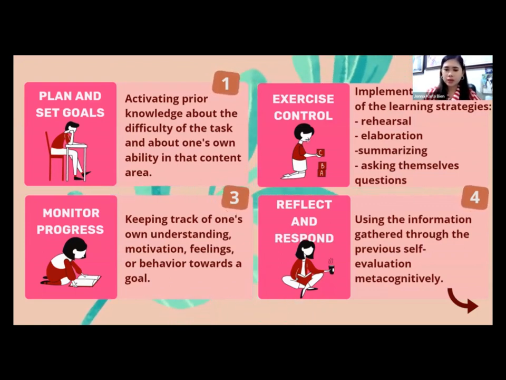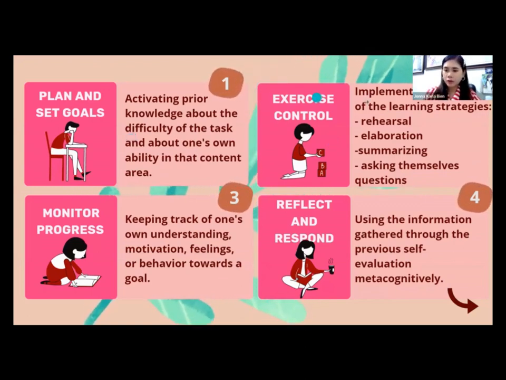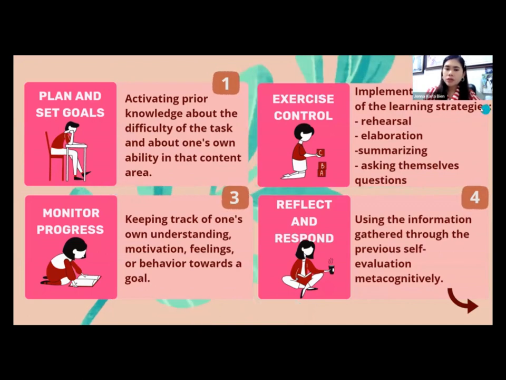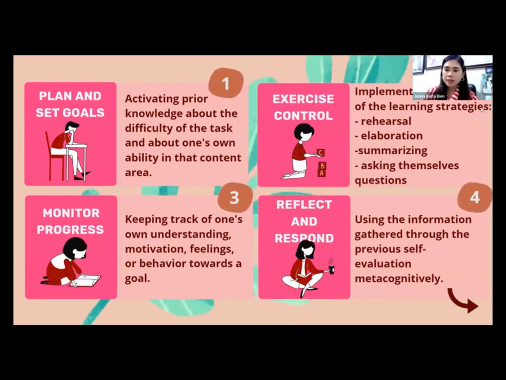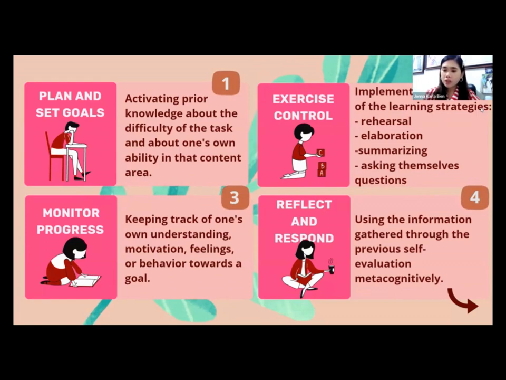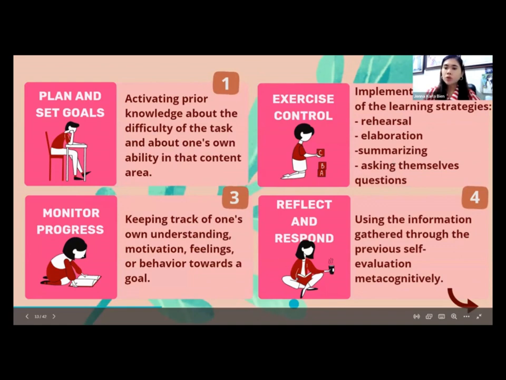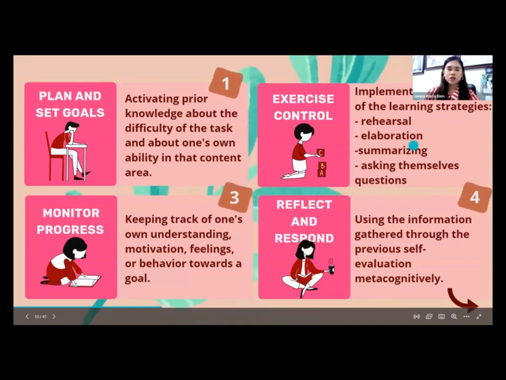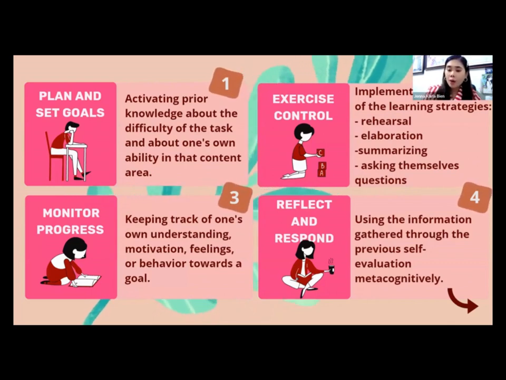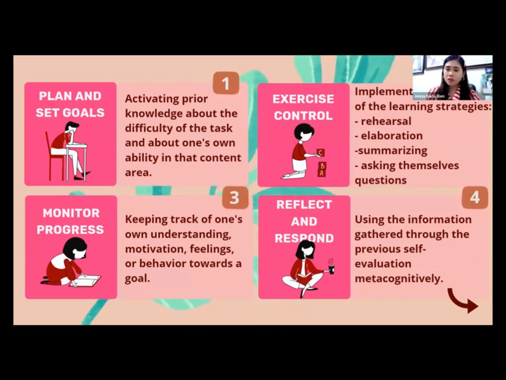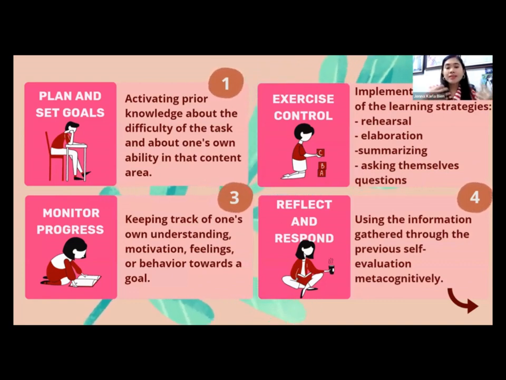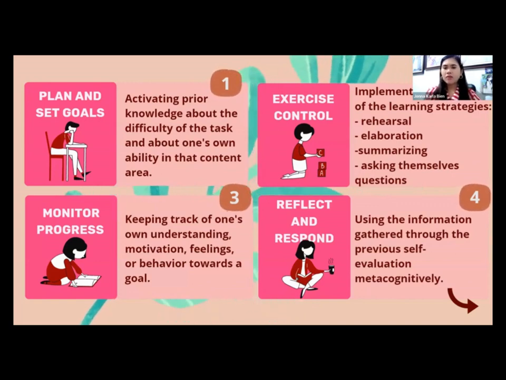The next is exercise control. After you have set your goals and planned the strategies that you have to carry out, then here we exercise control. And this involves implementing any of the learning strategies like rehearsal, elaboration, summarizing, asking questions, right? So this one good thing of exercising control. You plan to learn how to dance. For example, you are a PE teacher and you have to teach your children, this is the dance called salsa. This is the dance called reggae, right? And whatever kind of dance is that.